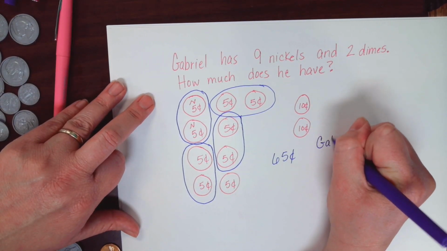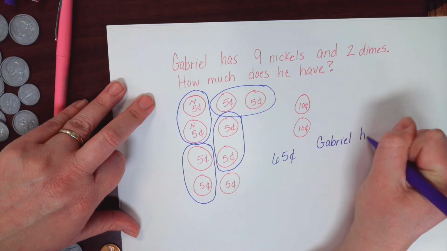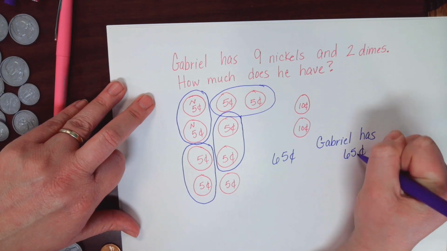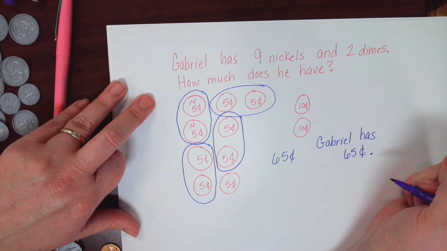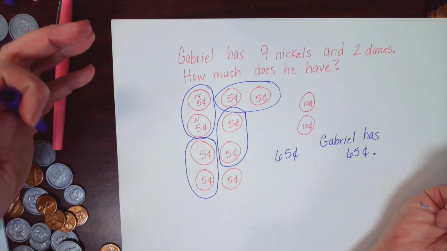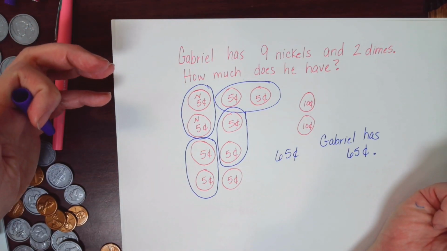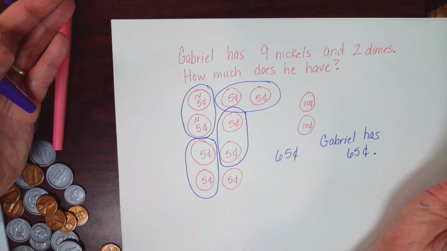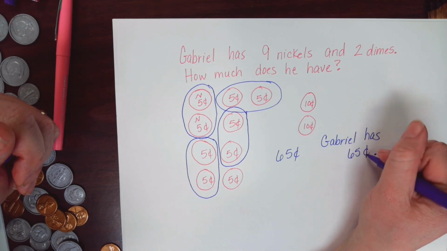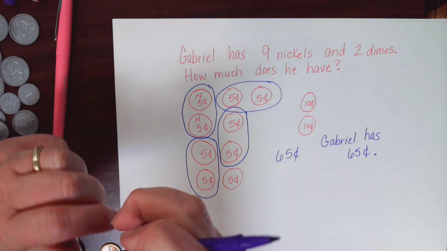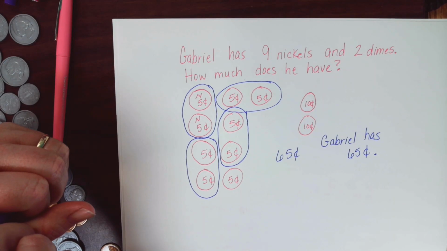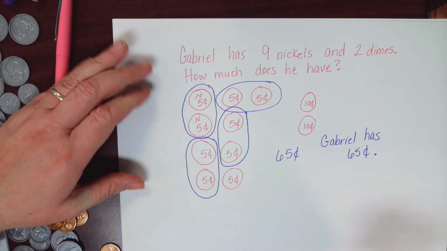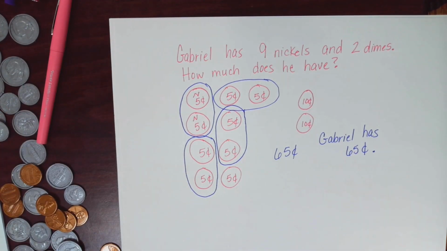I would have to write, Gabriel has 65 cents. If you do not put the cent sign in there, you are not going to get it correct. Because if you just put 65, then I'm going to say 65 what? 65 dogs, 65 cats, 65 eggs, 65 centimeters. So we have to use the unit we're using in our math. So that is another way to do our math.